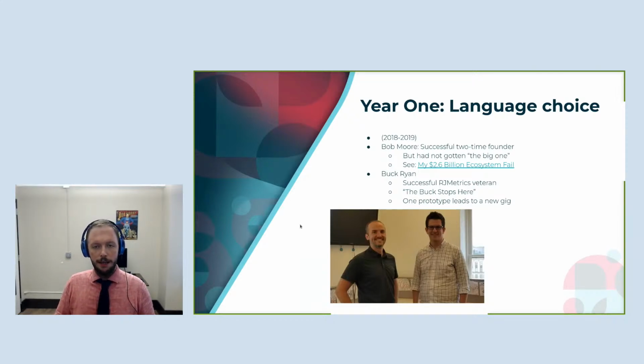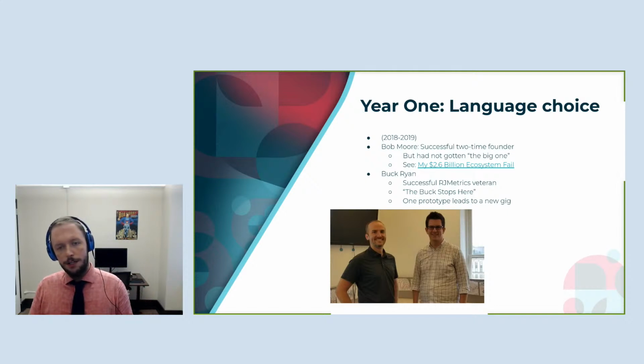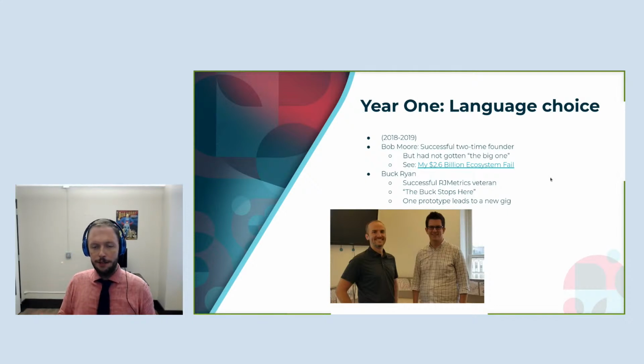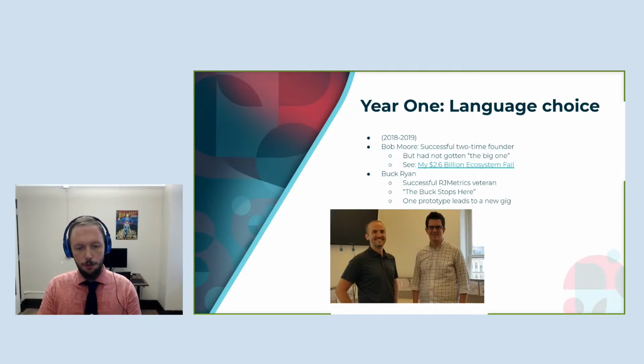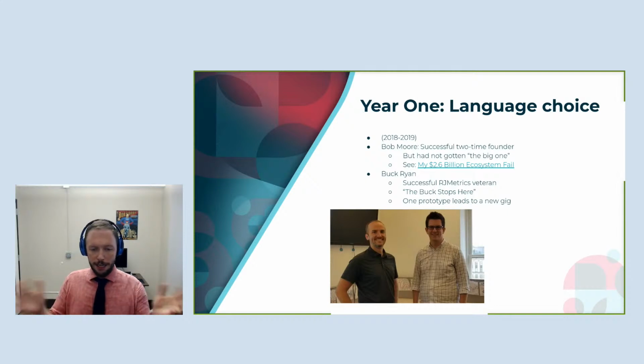This is back 2018 or so. He has successfully exited from 2 companies actually, but hadn't yet really gotten the big one yet. You can just do a web search for this title, "My $2.6 billion Ecosystem Failed." And you can see exactly how the previous go around, they missed the boat. Essentially, he was saying by trying to be a platform when they should have been an ecosystem.